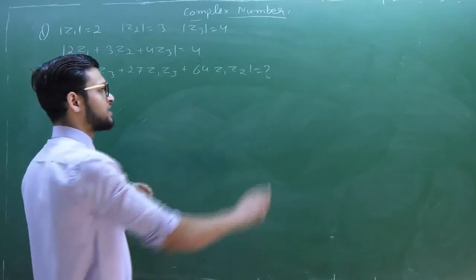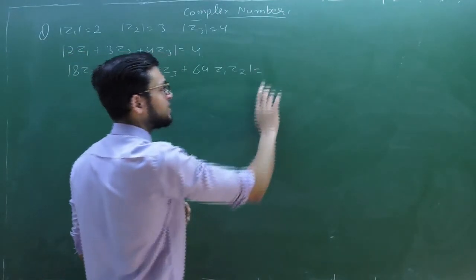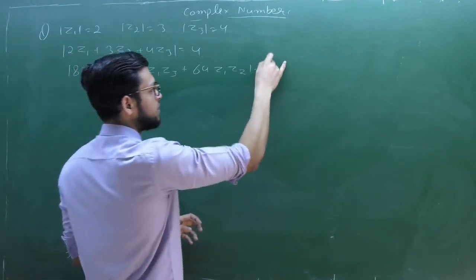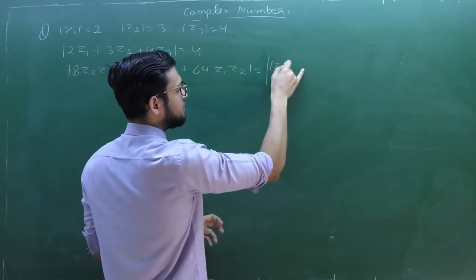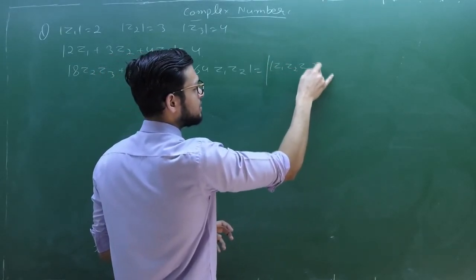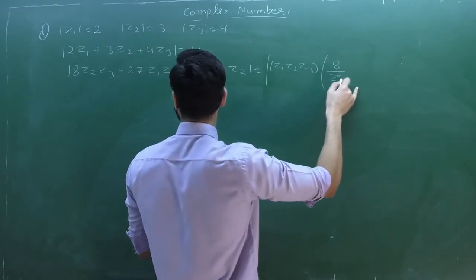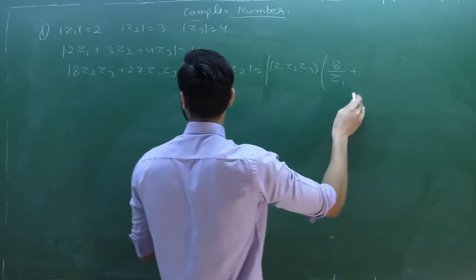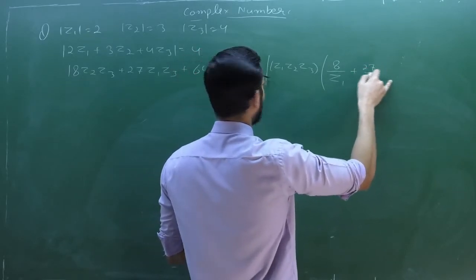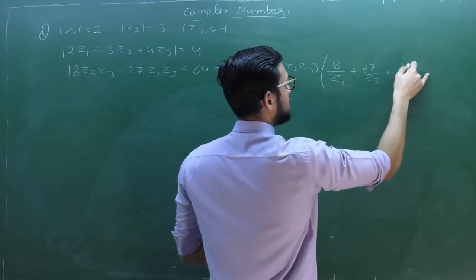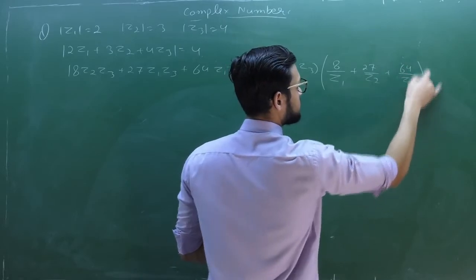If we multiply by z1 z2 z3 and divide by z1 z2 z3, then we have mod of z1 z2 z3 multiplied by the expression. The first term will convert into 8 upon z1, then 27 upon z2, and then 64 upon z3.